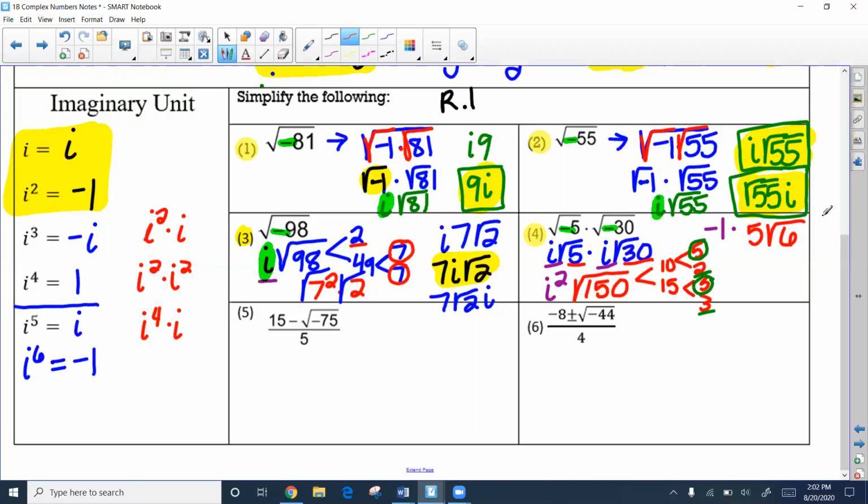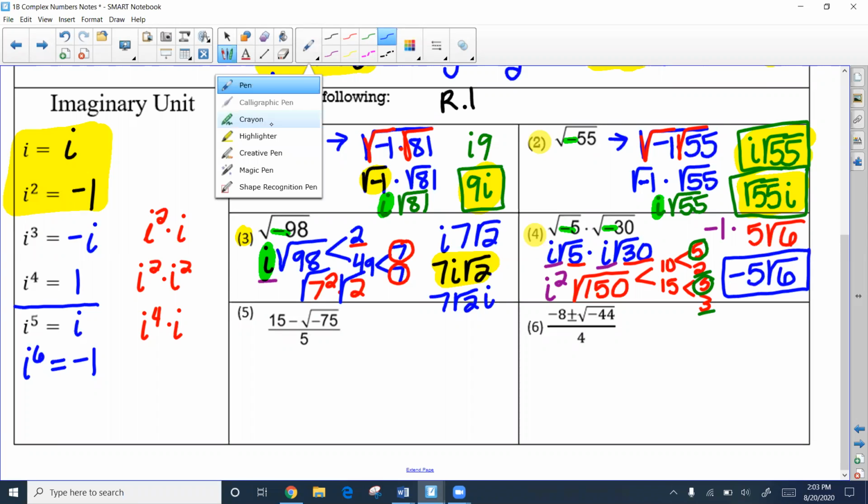Okay. So the i squared part simplifies. So that's the part in purple simplifies to -1. And the part in red, square root of 150, simplifies to 5 square root of 6. Now, for my final answer, instead of writing -1 times 5 square root of 6, I can multiply the -1 times the 5. And that would be just -5 square root of 6.